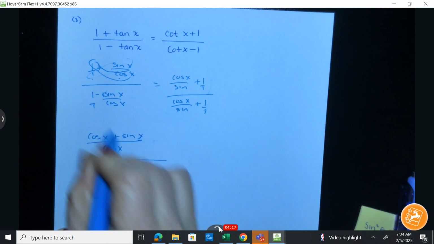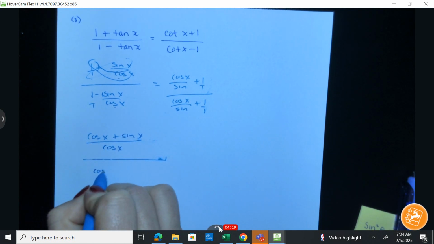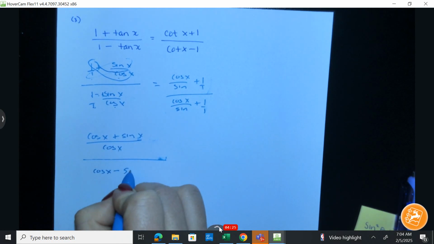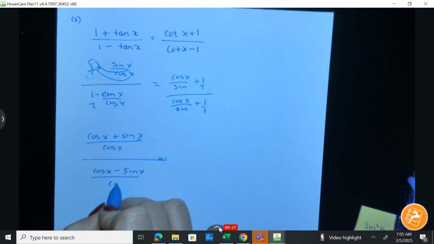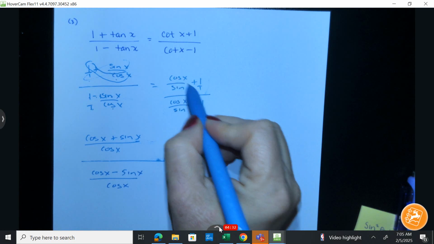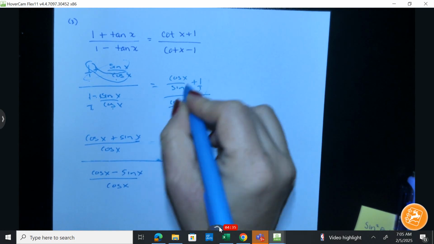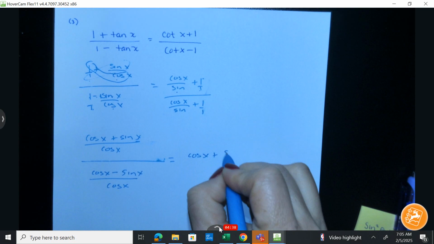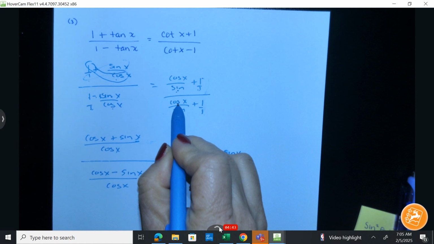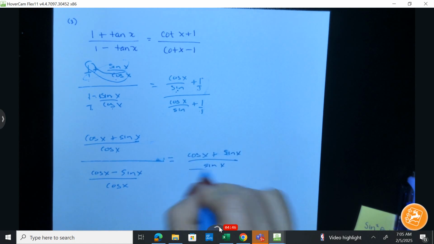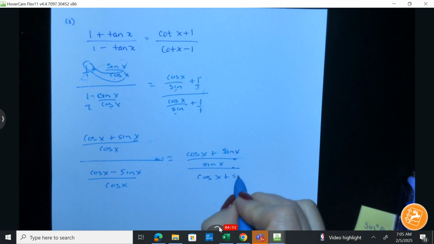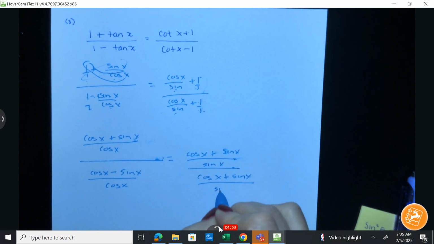I'm going to do the exact same thing down here. 1 times cosine is cosine, and then I'm going to drop down the subtraction sign. 1 times the sine of x is the sine of x, and I'm going to divide it by the cosine of x. On the right-hand side, let's continue with the same operation. Cosine of x times 1 is cosine of x, plus 1 times the sine is the sine, and I'm going to divide it by the sine of x. In the denominator of the right-hand side, I have the cosine of x plus the sine of x divided by the sine of x.